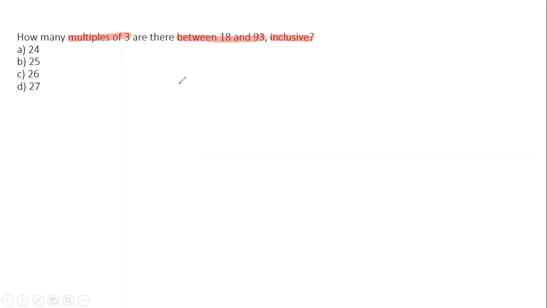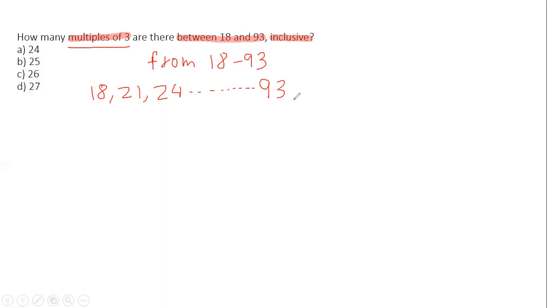So let me first write down the series the question is talking about. The question says how many multiples of 3. So I'm only concerned with the multiples of 3. So rather than saying between 18 and 93 inclusive, in simpler words, I can actually say from 18 to 93. Now, since the question says only multiples of 3, I'll talk about only multiples of 3. The first multiple of 3 from 18 is 18. The next multiple of 3 is 21. The next multiple of 3 is 24. So I'll keep on going like this, and the last multiple of 3 till 93 is 93.